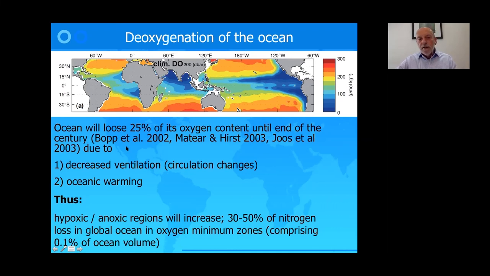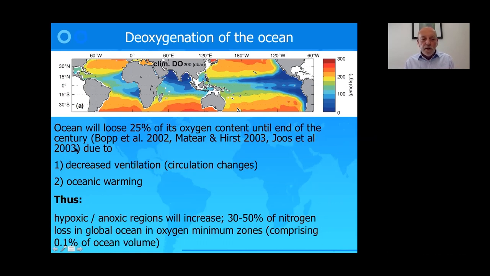And there are real predictions that the ocean will lose about 25% of its oxygen content by the end of the century. This is because of the decreased ventilation, I mean the circulation pattern that I was talking about, and the warming of the ocean. This is particularly relevant for anoxic water bodies, because at the moment only about 0.1% of the global ocean volume is free of oxygen. So this is only a small fraction.